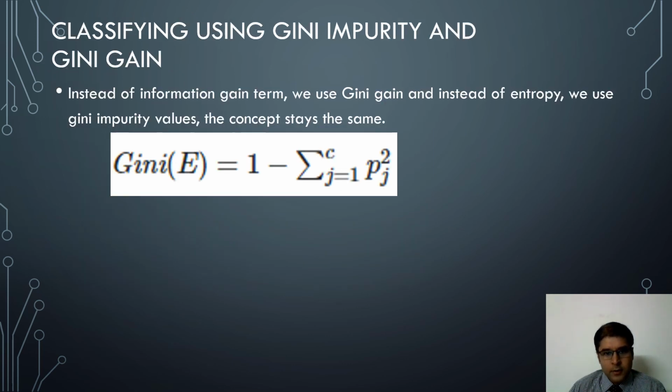Classifying using Gini impurity and Gini gain. The same decision tree can be classified using Gini impurity and Gini gain methodology. So instead of the information gain term, we use Gini gain, and instead of entropy, we use Gini impurity values. The concept stays the same. So Gini of E is equal to 1 minus summation j equals 1 to c of pj square. I'll discuss what this is in the coming slide.